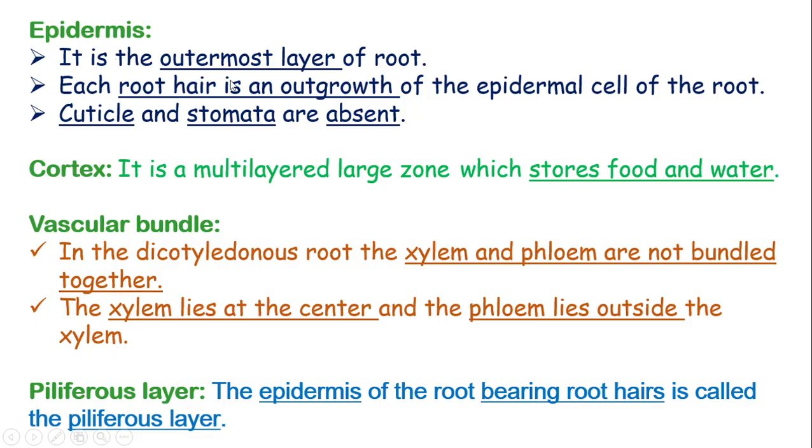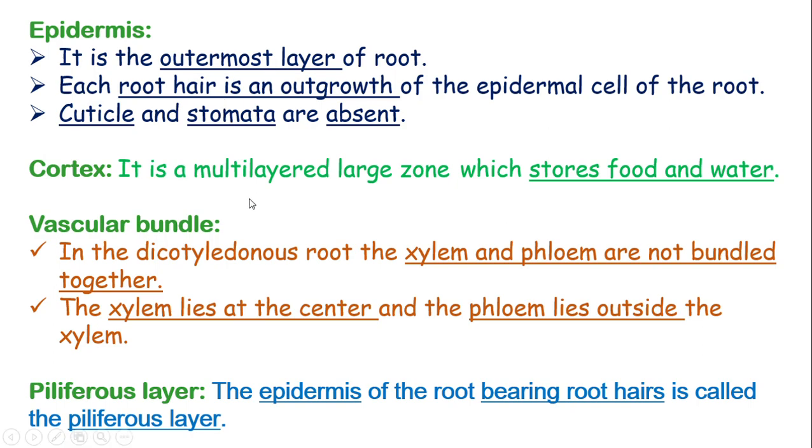Epidermis, it is the outermost layer of root. Each root hair is an outgrowth of the epidermal cell of the root. Cuticle and stomata are absent. So, in root, the epidermis contains root hair. Okay, and there is no cuticle and stomata in the epidermis of root.